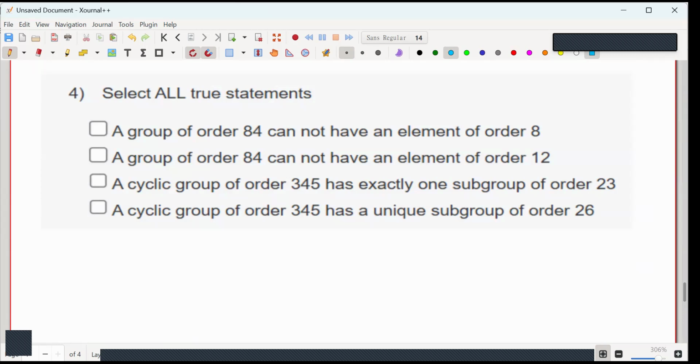Do you remember in the lecture notes whether there is a proof that the order of an element divides the order of the group? Yes, sir. Is it there, right? Yes, sir. Okay.